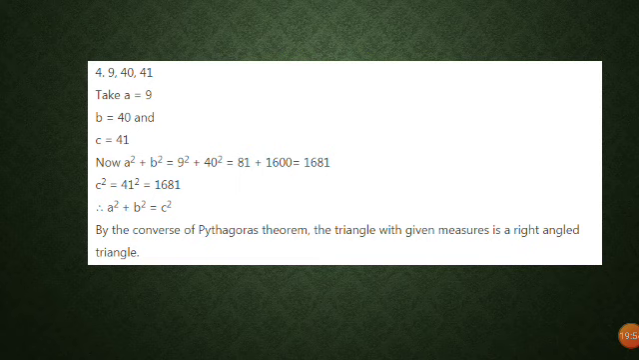A equal to 9, B equal to 40 and C is equal to 41. A square plus B square equal to C square. 9 square 81, 40 square 1600. Added, 81 plus 1600 we get a value 1681. C square equal to 41 square, 41 square we get a value 1681. So A square plus B square equal to C square. It is a right angle triangle.